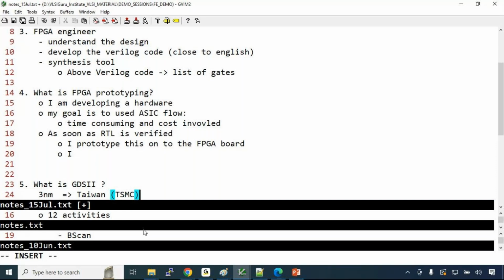Now, this TSMC company requires some input, right? If I tell them to manufacture a mobile phone, will they manufacture? No, right? You need to give some information to them so that they will manufacture that. What is that information you give them? That file is called the GDS2 file. The file that we give to the fabrication plant or whatever fabrication company so that they will manufacture the chip. That file is called GDS2.